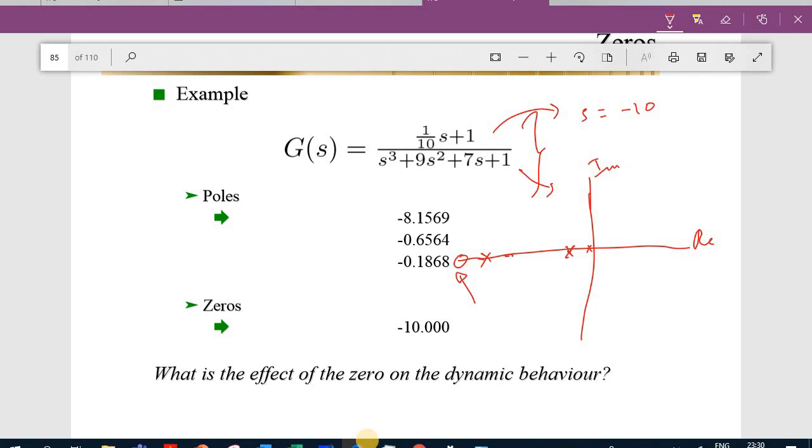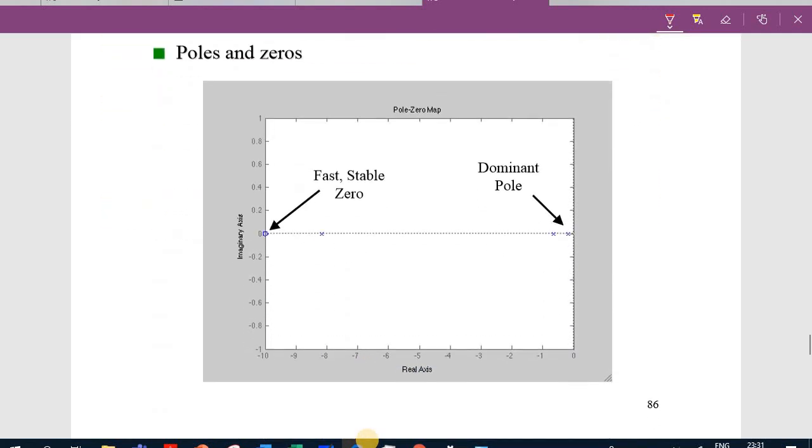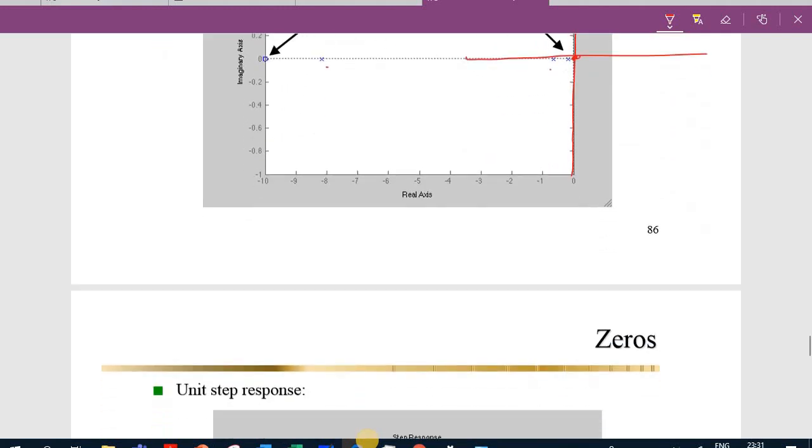Even though we said that if a zero sits on the left-hand side, on the negative side, we will have an overshoot, in this case we will not have an overshoot because it is negligible. So if I ask you what is the effect of the zero in this case, I will say its effect is negligible. We can see that from this figure. I know it's not clear, but this is the origin. MATLAB sometimes draws it like that. So these are poles 1, 2, 3, and the last one is at 0, really very far away.